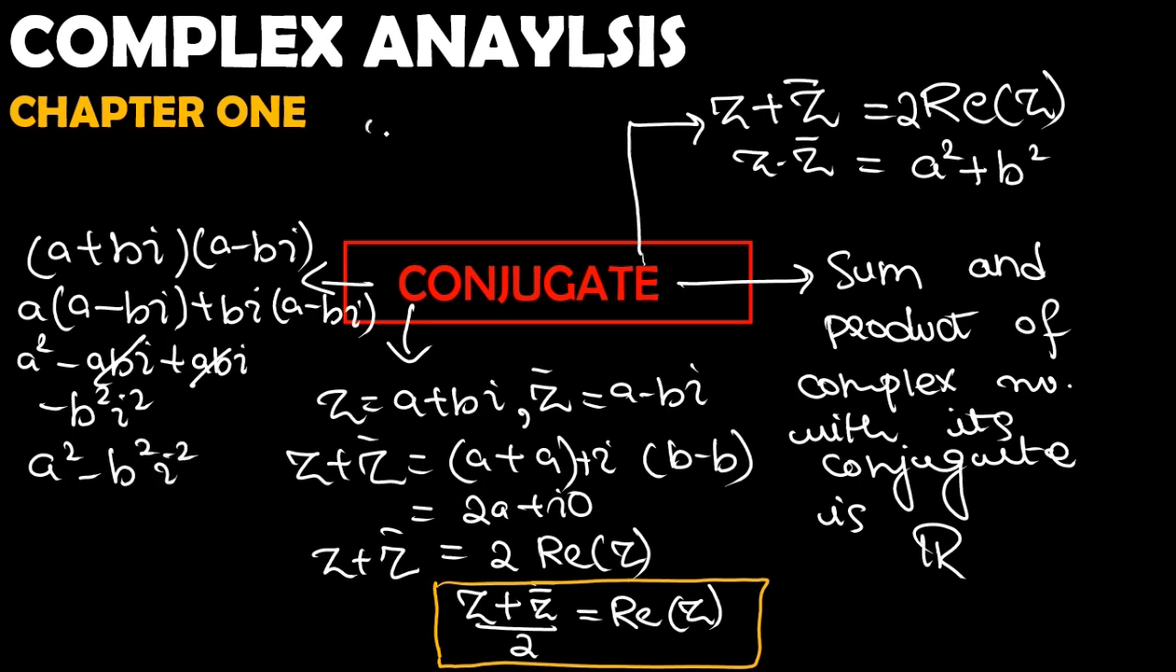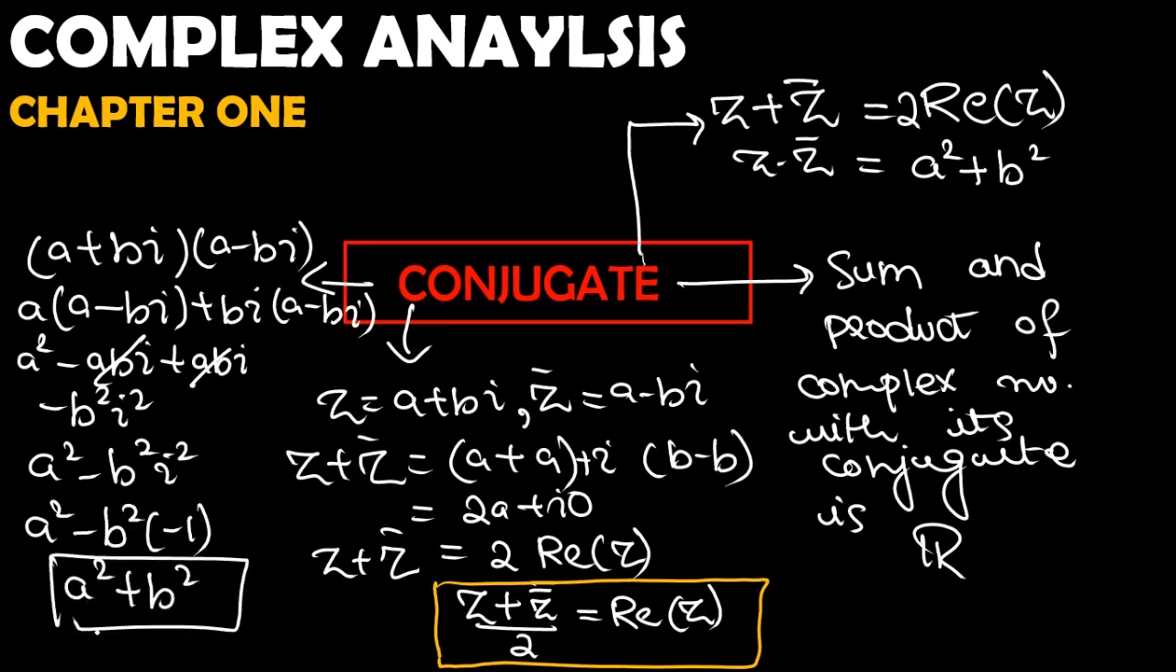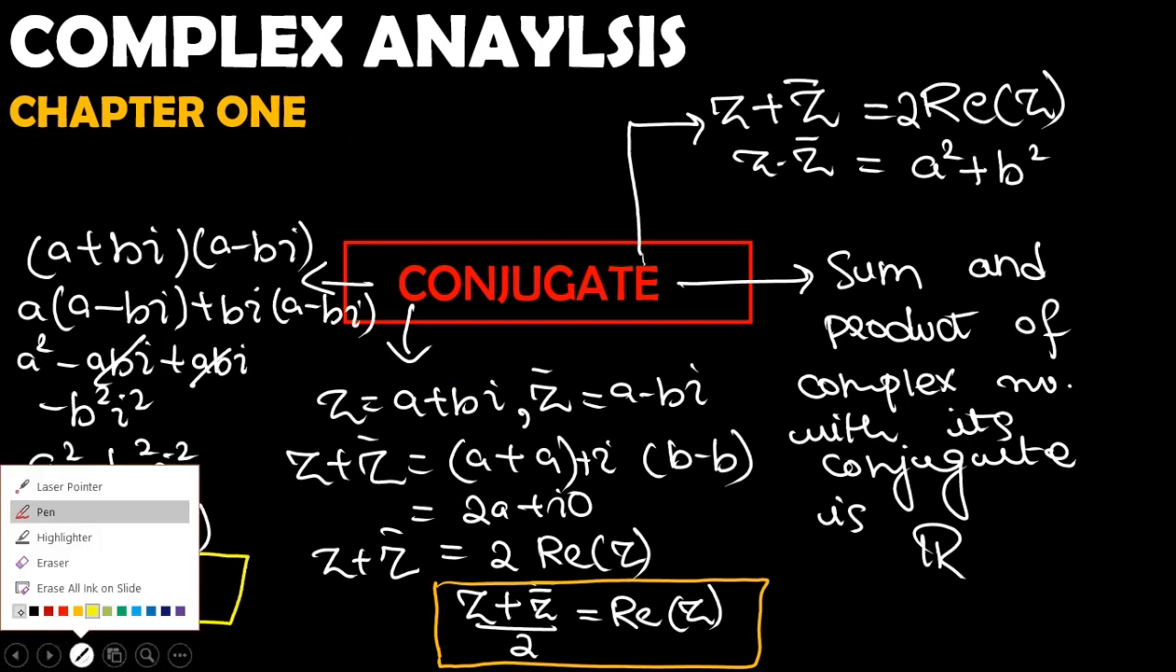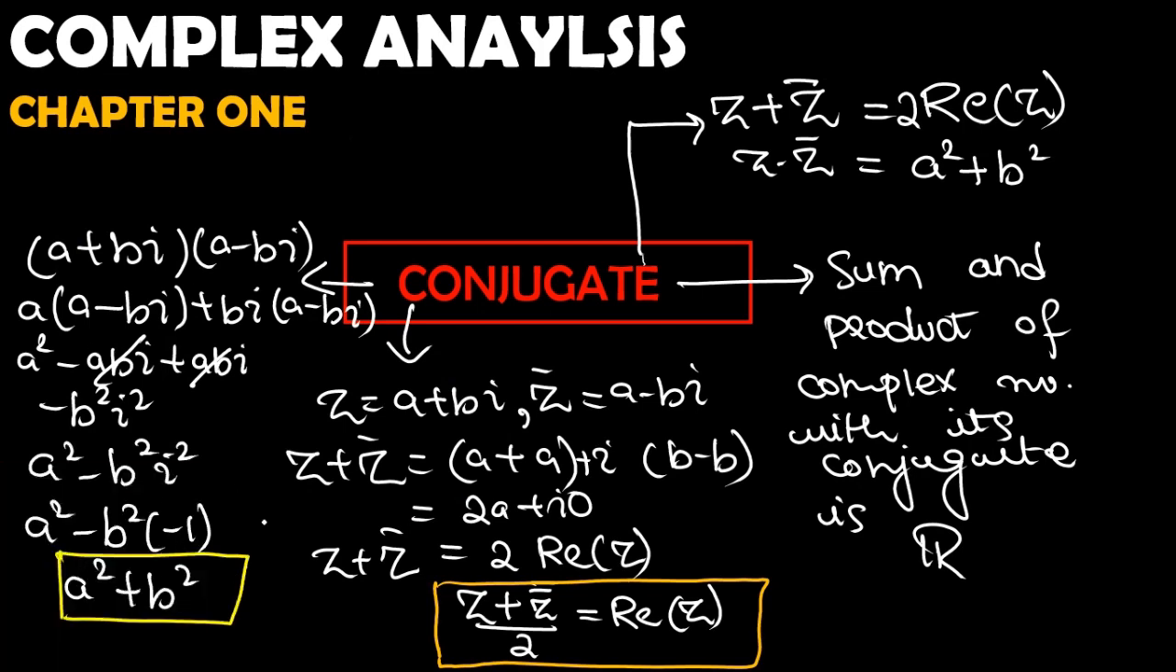You will remember that iota square is equal to minus 1. So I am plugging that here. Iota square is equal to minus 1, so I get a square plus b square. So this is it. Remember that if you multiply the complex number with its conjugate, you will get a square plus b square. So remember that the sum and the product of the complex number with its conjugate is a real number. You can see that a square plus b square will always be a real number. And here also we get the real part.